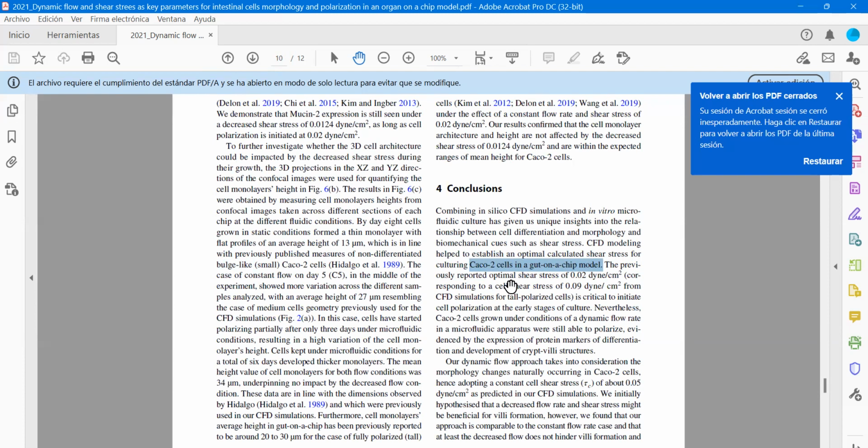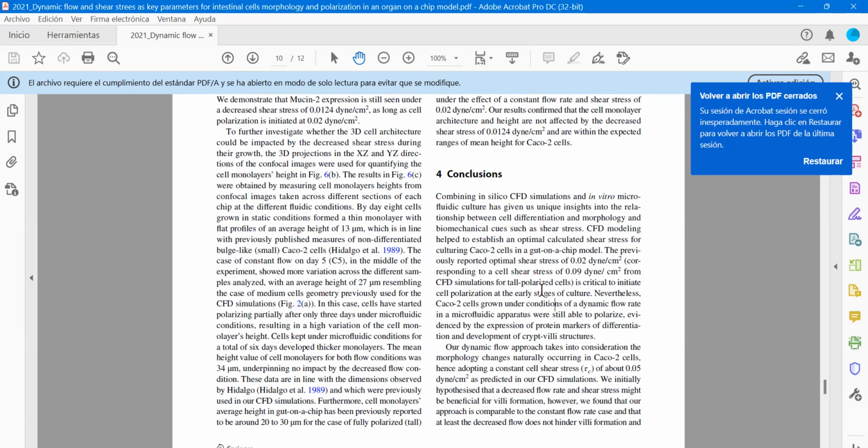So previously it was reported that the optimal shear stress was 0.02 dyne per square centimeter. And from the simulations, they could estimate the optimized one for tall cells, and it was about 0.05 dyne per square centimeter. And that's how they predicted this cell shear stress.